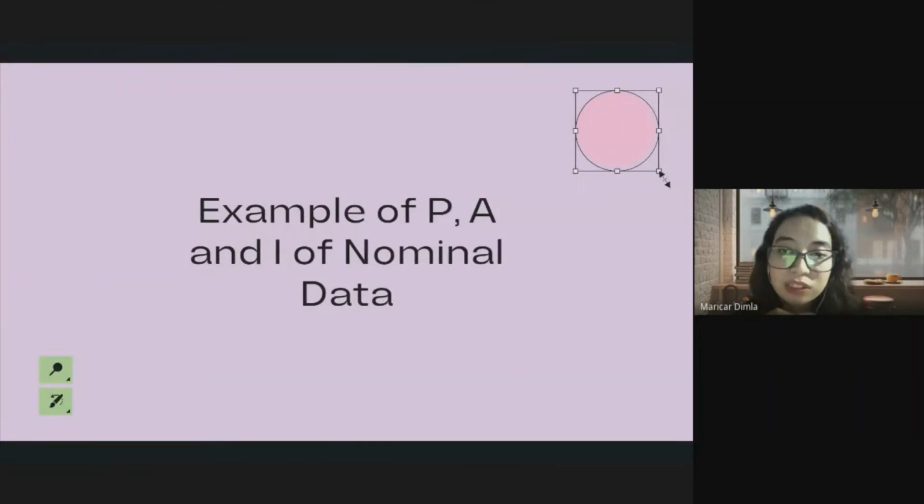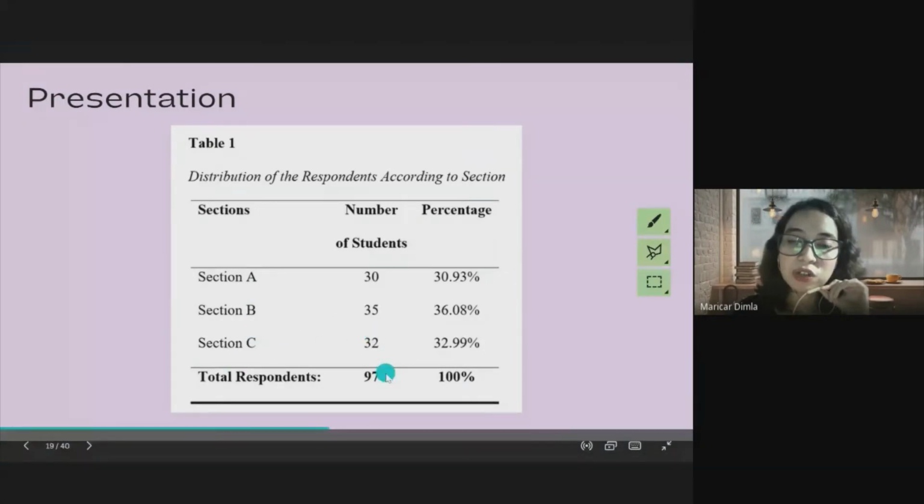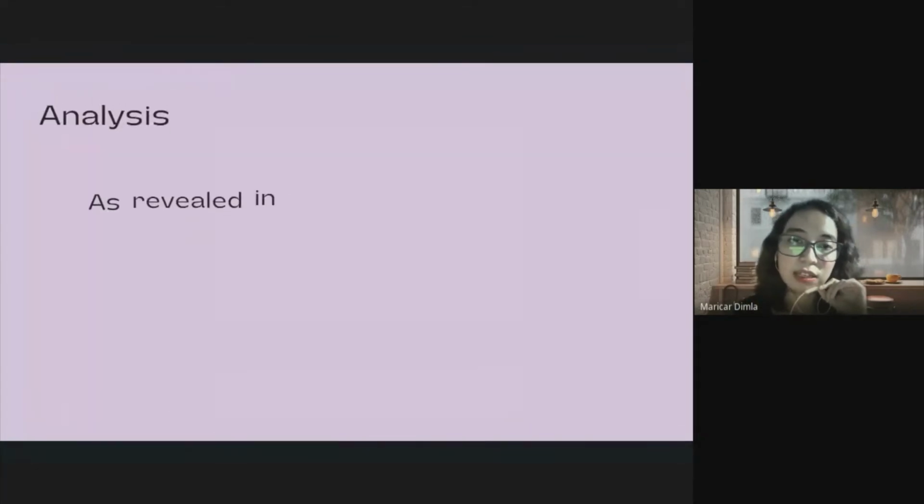Now let's proceed to the nominal data. How to derive the data presentation, analysis, and interpretation if you have nominal data. So class, balikan nyo ngayon yung instrument, baka meron kayong ganito. Okay, nominal data class, also known as the categorical. So example natin din yung the sections where your respondents belong. So for section A, 30, section B, 35, section C, 32. So the total respondents you have now is 97. So class ha, for the analysis, ganito itsura niyan.